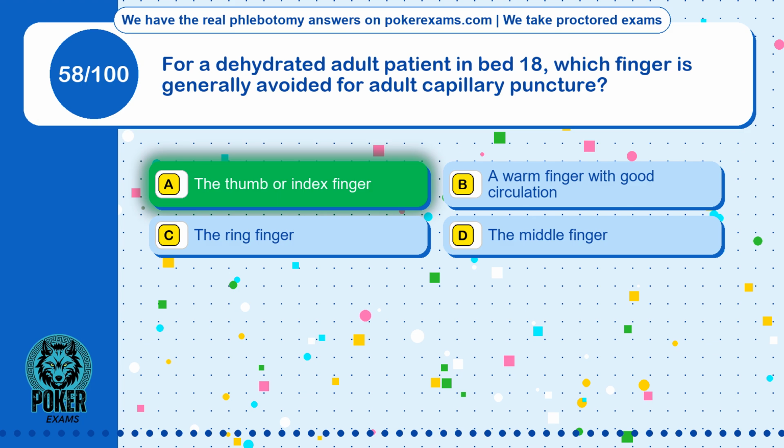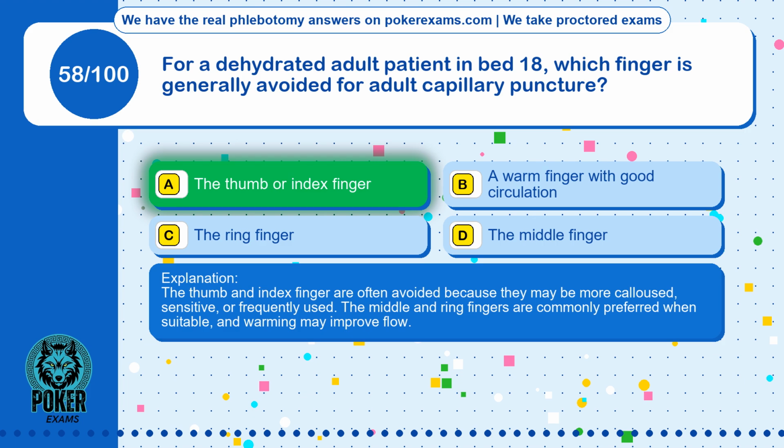The correct answer is option A. The thumb or index finger. The thumb and index finger are often avoided because they may be more calloused, sensitive, or frequently used. The middle and ring fingers are commonly preferred when suitable, and warming may improve flow.